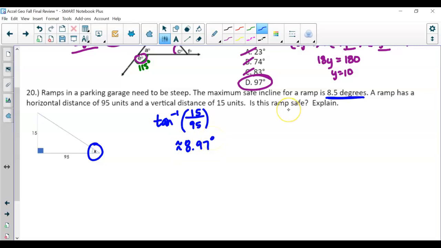So is this ramp safe? No, because this angle here that we got right now is greater than 8.5 degrees, which is the set maximum for safety.